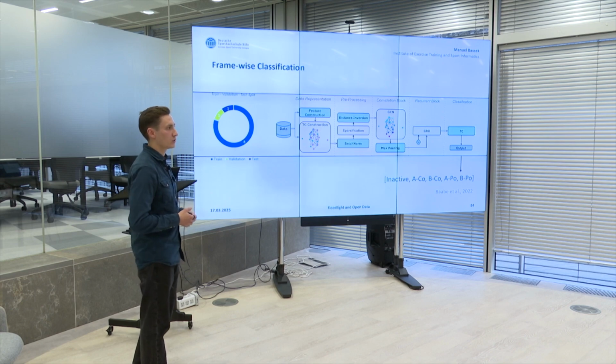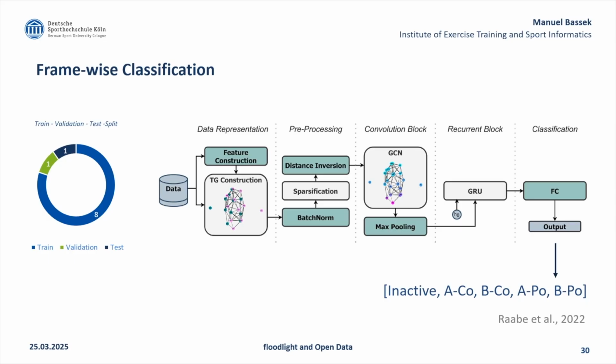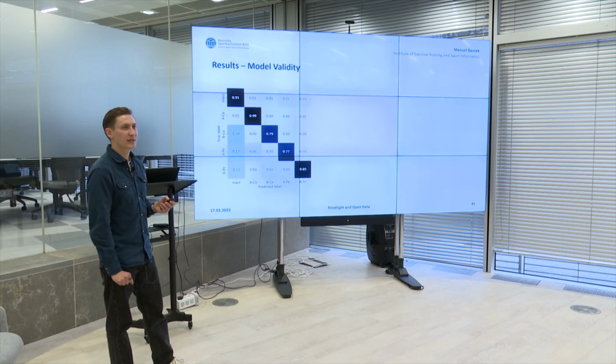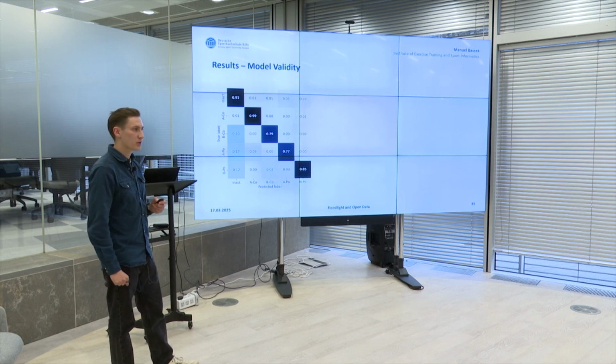So it's either the counterattacks of team A, counterattacks of team B, position attacks of team A, position attacks of team B, and everything else was classified in an inactive phase. So whenever there was some interruption in the game, that was counted as inactive. And for the results, we reported all the necessary classification metrics.